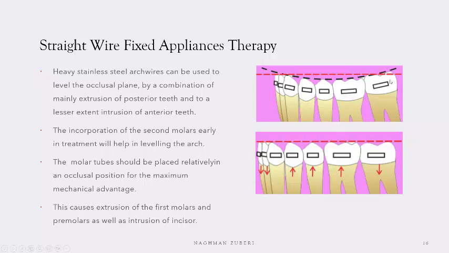The molar tubes are placed slightly more occlusally, because if you place those more occlusally, then the wire will intrude the molar. This causes extrusion of the first molar and premolars, but it will cause relative intrusion of the anteriors as well as relative intrusion of the second molar. We can see the arrow over here. It is intruding.